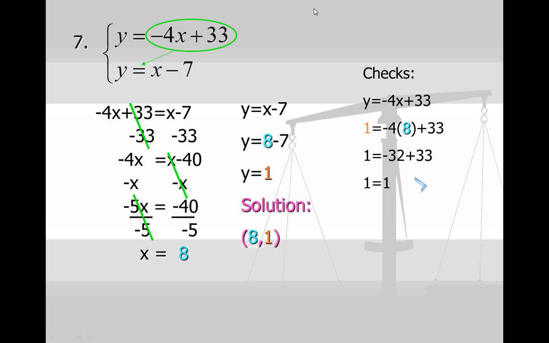Make sure you plug it in to check it. Okay, it looks like it works in that one because we put 1 in for y, 8 in for x. Then you do the second equation. Sure enough, it works. It means I got the correct answer if I got the solution (8, 1).